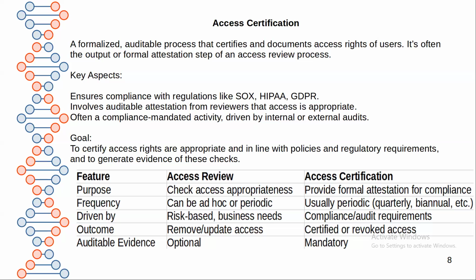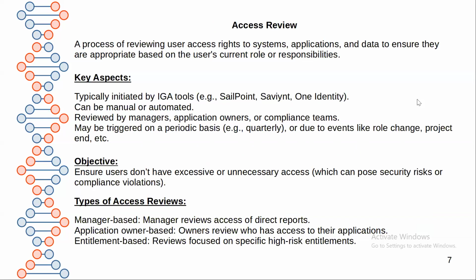Now, at the last, I have 4 or 5 lines in the table, which basically tell us what is access review and what is access certification. Sometimes during interviews, this question is asked: what is access review and what is access certification? So now let me ask a question. Who is part of what? I mean, is access review part of certification, or is certification part of review?